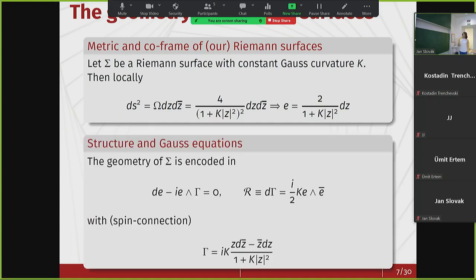And the fact that this metric gives us a geometry with constant Gauss curvature is encoded in two equations. The first equation is called the structure equation, and the second one is the Gauss equation. Just to introduce some terminology, E is the coframe, and gamma is going to be the spin connection. So a way to encode all the geometry of the Riemann surface with constant Gauss curvature reduces to knowing that the coframe and the spin connection satisfy these two conditions.